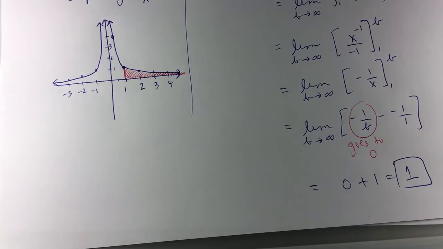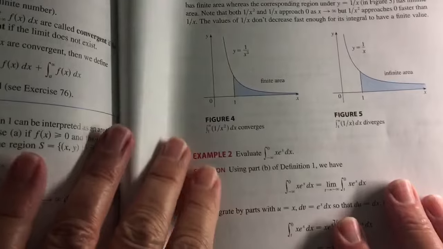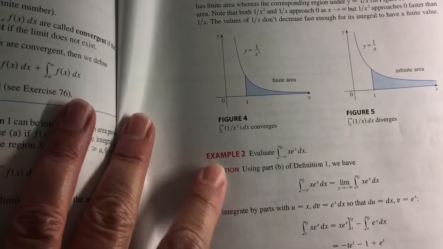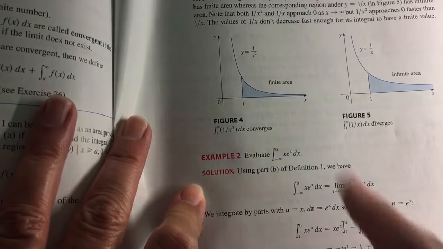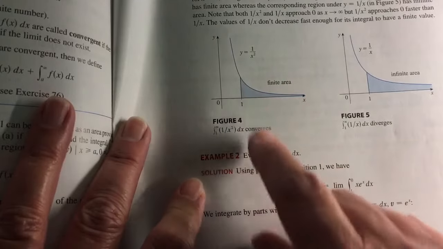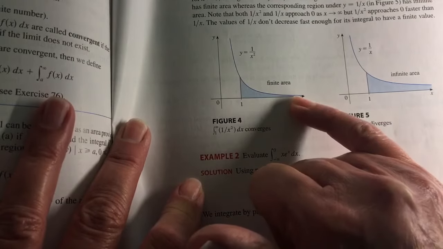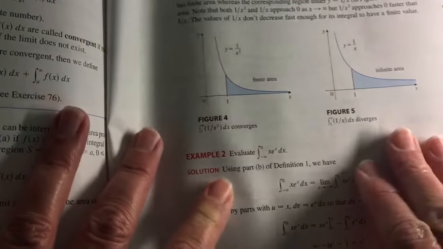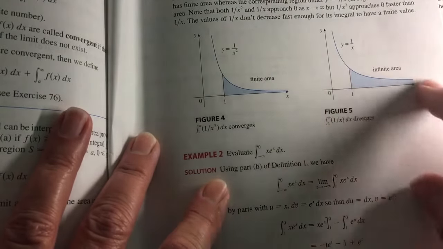I like to look at the book for a minute. This is typically in every calculus book, they have these two problems. And here, I'm showing these two graphs because these are computer generated and a lot more accurate than what I drew. So here's my y equals 1 over x squared. From 1 to infinity, this shaded region is a finite area. It is 1 square unit. And this shaded region from y equals 1 over x from 1 to infinity is an infinite area.